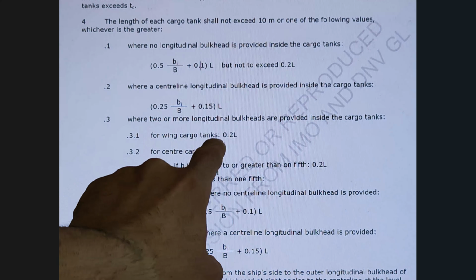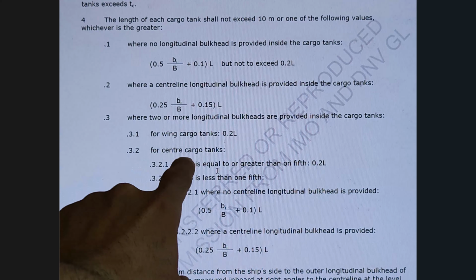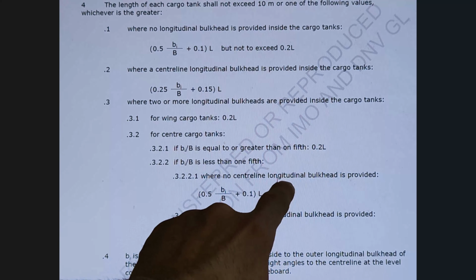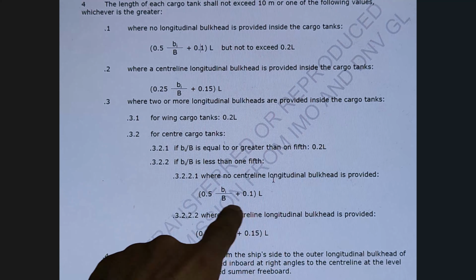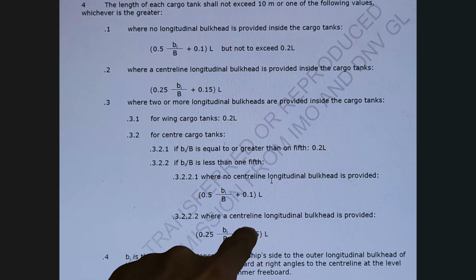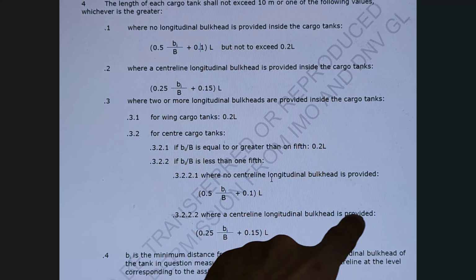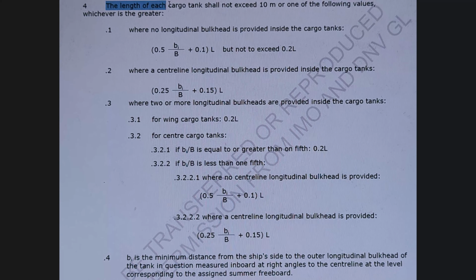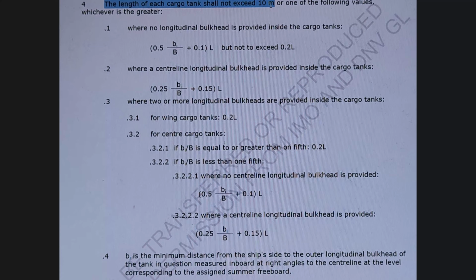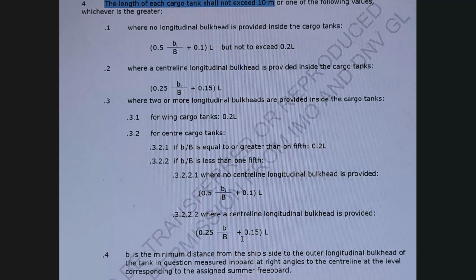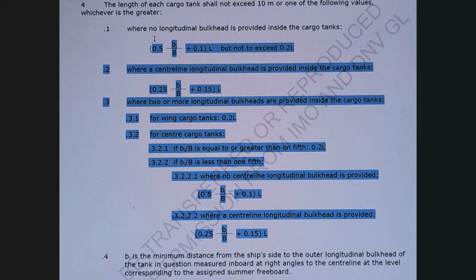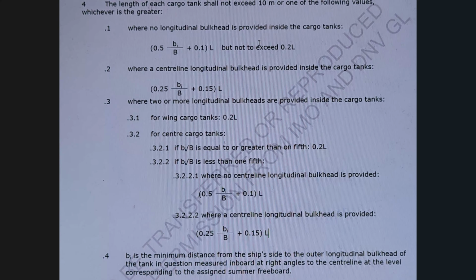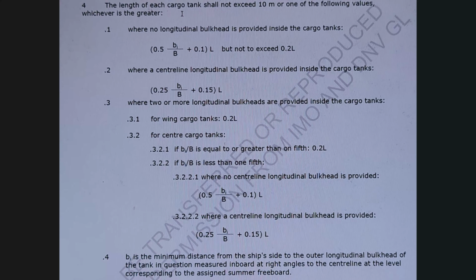that for the wing cargo tanks, 0.2 multiple L, for center cargo tank, again these formulas, and where no centerline longitudinal bulkhead is provided, then this formula. Where a centerline longitudinal bulkhead is provided, then this formula. So in any case, it's telling that the length of the cargo tank shall not exceed 10 meter or any of the below, as per the requirements which is telling here, whichever is greater.